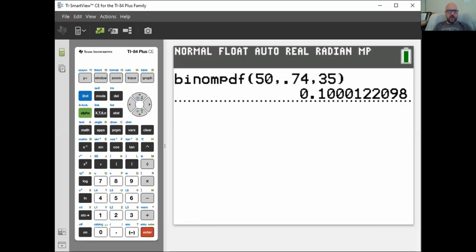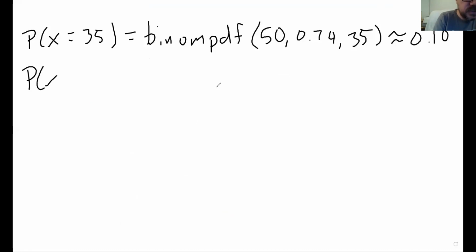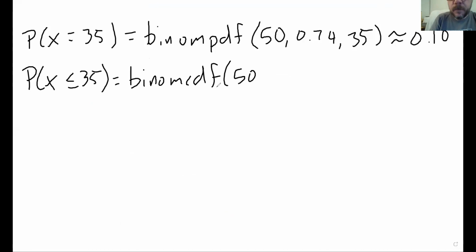So let me go to the whiteboard and write this down. So the probability that x is less than or equal to 35 is binomial CDF of 50, 0.74, 35, and we're going to see what that's equal to. It's definitely going to be bigger, right? Because it includes this one up here, but also all the ones less than it being added to it. So let's see what that answer comes out to be. Let's go to the calculator.